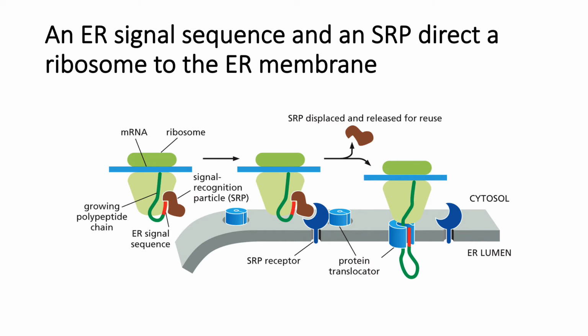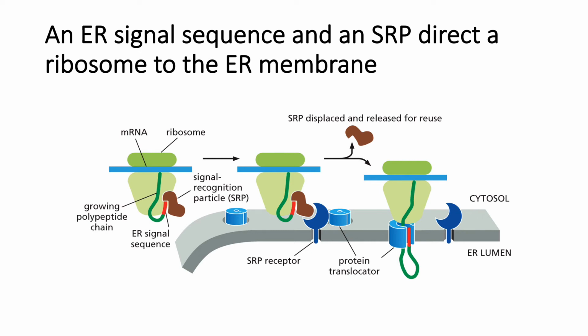That receptor is called the signal recognition particle. Signal recognition particle binds to the ER signal sequence. Now, when it binds to the ER signal sequence, it inhibits translation. So translation is halted. The reason it's halted is because we don't want this protein synthesized in the cytoplasm. We want it synthesized in association with the ER membrane. So it halts protein synthesis until the signal recognition particle, which is in brown, interacts with a signal recognition particle receptor.